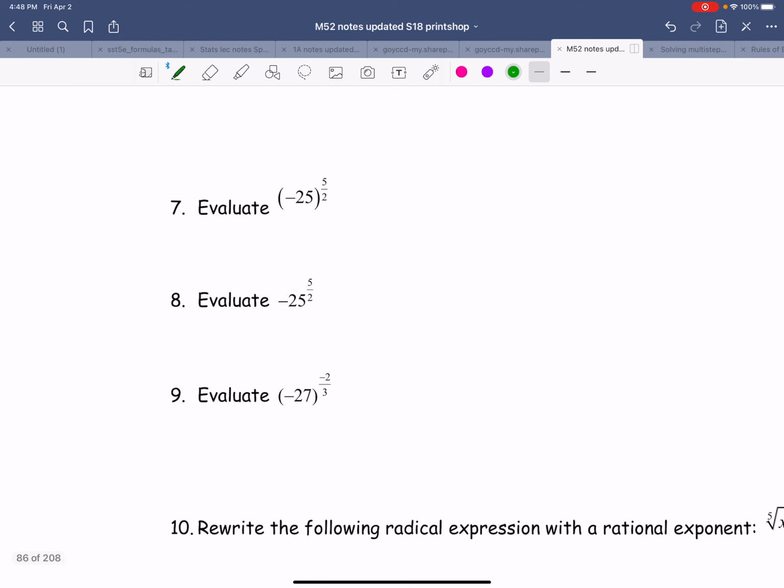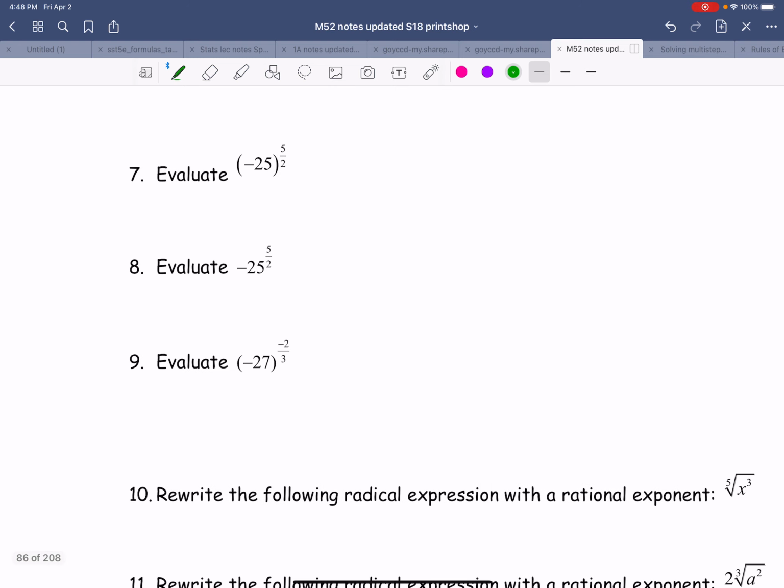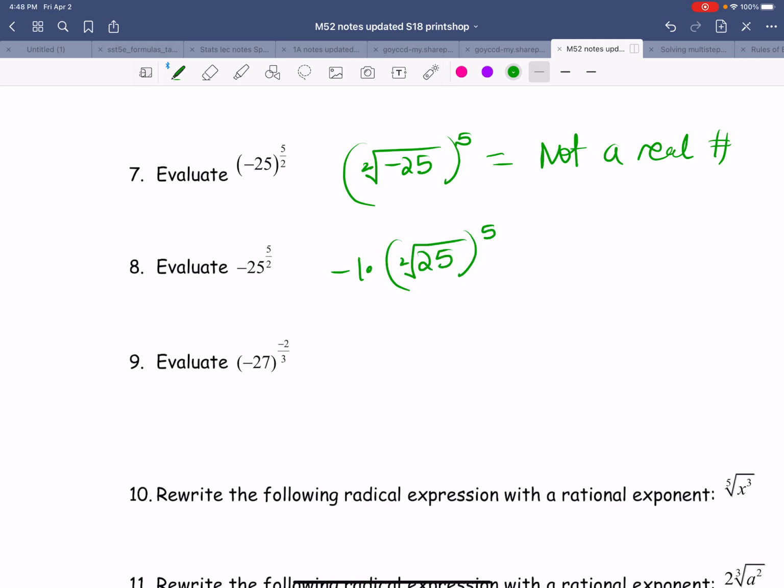Okay, a couple more examples. Evaluate negative 25 to the power 5 over 2. So it's negative 25, square root, to the fifth power. Well, there's a trouble, because we have a square root and a negative inside. That's going to be not a real number. Next example, the negative 1 is just sitting in the front, so it's not an issue. So it's negative 1 times the square root of 25, which is 5, to the fifth power. Whatever 5 to the fifth power is, we will simplify that using a calculator.